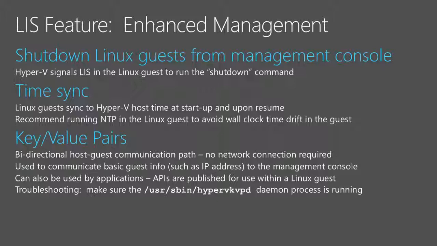And then other applications can use the APIs to pass information back and forth between the guest and the host. This does require that one of the user space daemon processes is running within the Linux guest. One of the things that we see sometimes is that the daemon's not running, and the customer says, hey, I'm looking in the Hyper-V manager, I'm not seeing the IP address. If the IP address is blank, it's probably because the KVP daemon process is not running in the Linux guest. So that's the key troubleshooting point there.